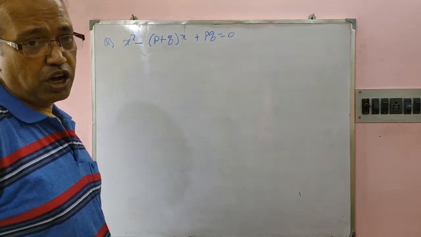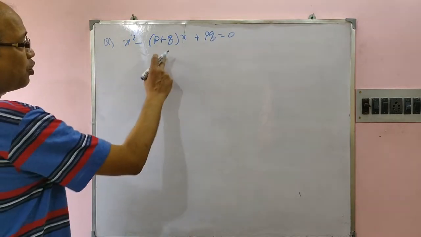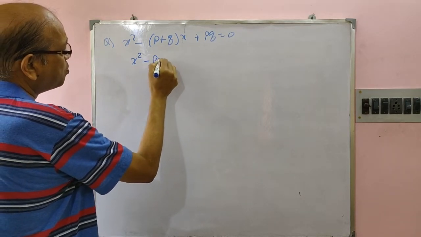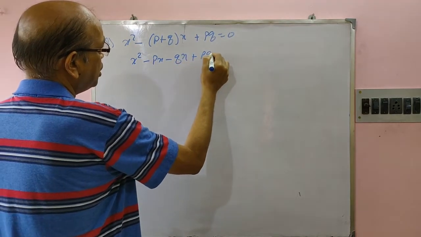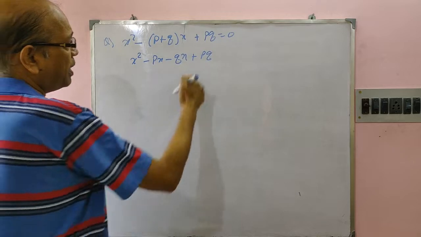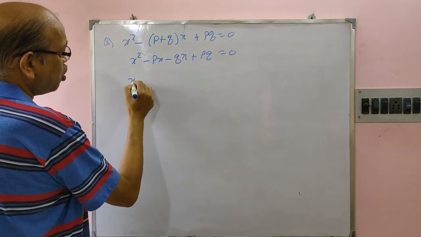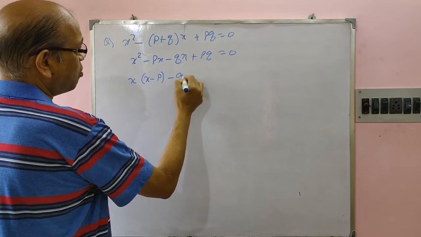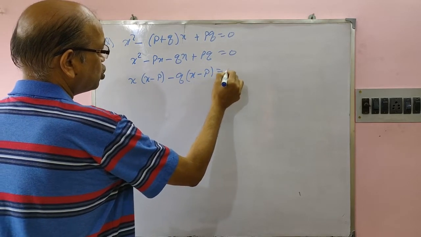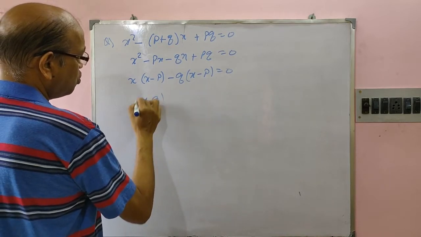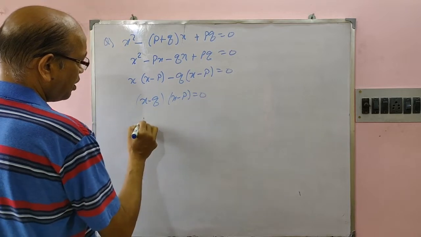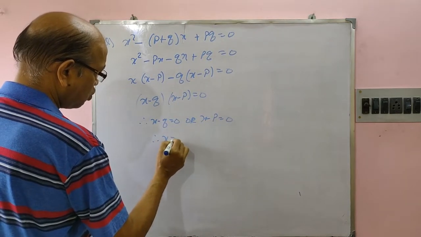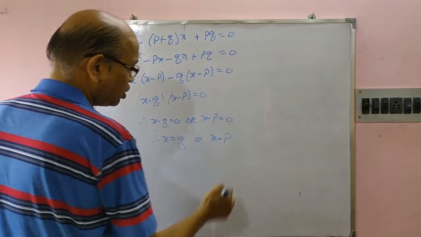The next question: x square minus bracket p plus q times x plus pq equals 0. We have to solve this quadratic equation by factorization. Now here, first open up the bracket. So what I get? x square minus px minus qx plus pq equals 0. Now from the first two terms you take x common. What I get? x minus p. From the last two you take q common. What I get? x minus p equals 0. Therefore x minus q and x minus p equals 0. Therefore x minus q equals 0, or x minus p equals 0. Therefore x equals q or x equals p is your answer.